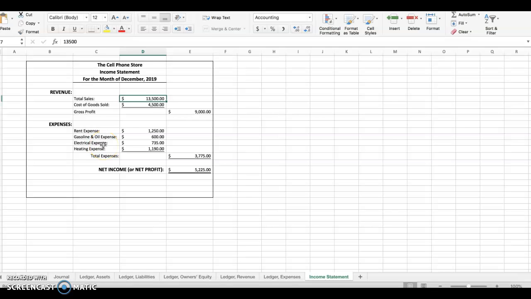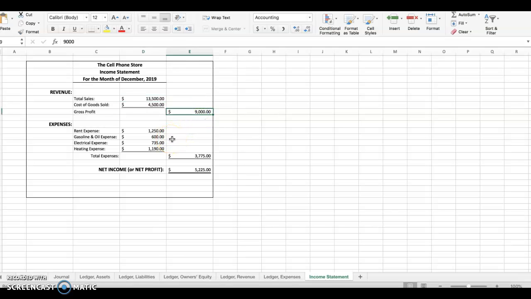So the sales totaled $13,500, but that's not profit, obviously. Because we sold 90 cell phones, we have to show that we also had to pay for those 90 cell phones. So that's why this is shown. The cost of the goods sold. What is the cost of the goods that we sold? We sold 90, and they cost us $50 a piece. So 90 times 50 is $4,500. That's the number subtracted from total sales, giving you a gross profit of $9,000.